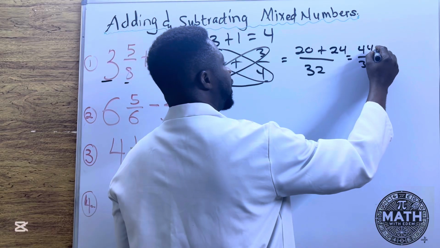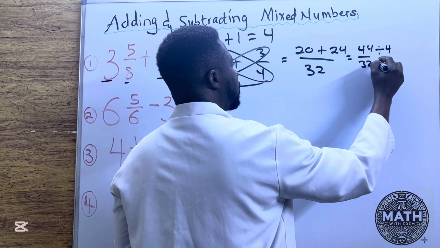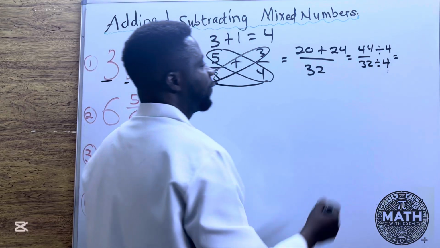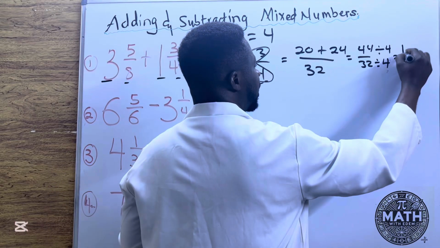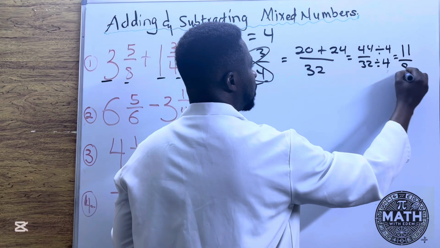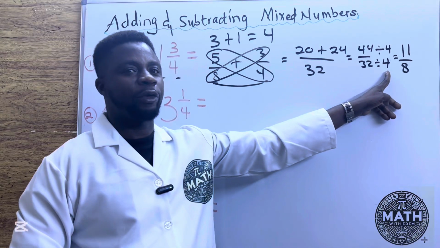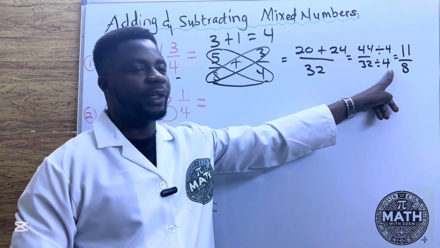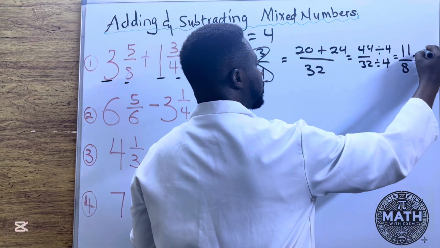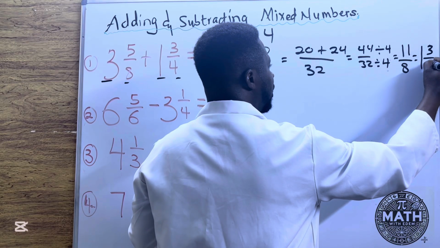I'm going to divide the numerator by 4 and then the denominator by 4. So 4 divides 44 11 times, over 8. So don't forget, this is an improper fraction. We can change this into a mixed fraction. So this is going to give us 1 whole 3 over 8.